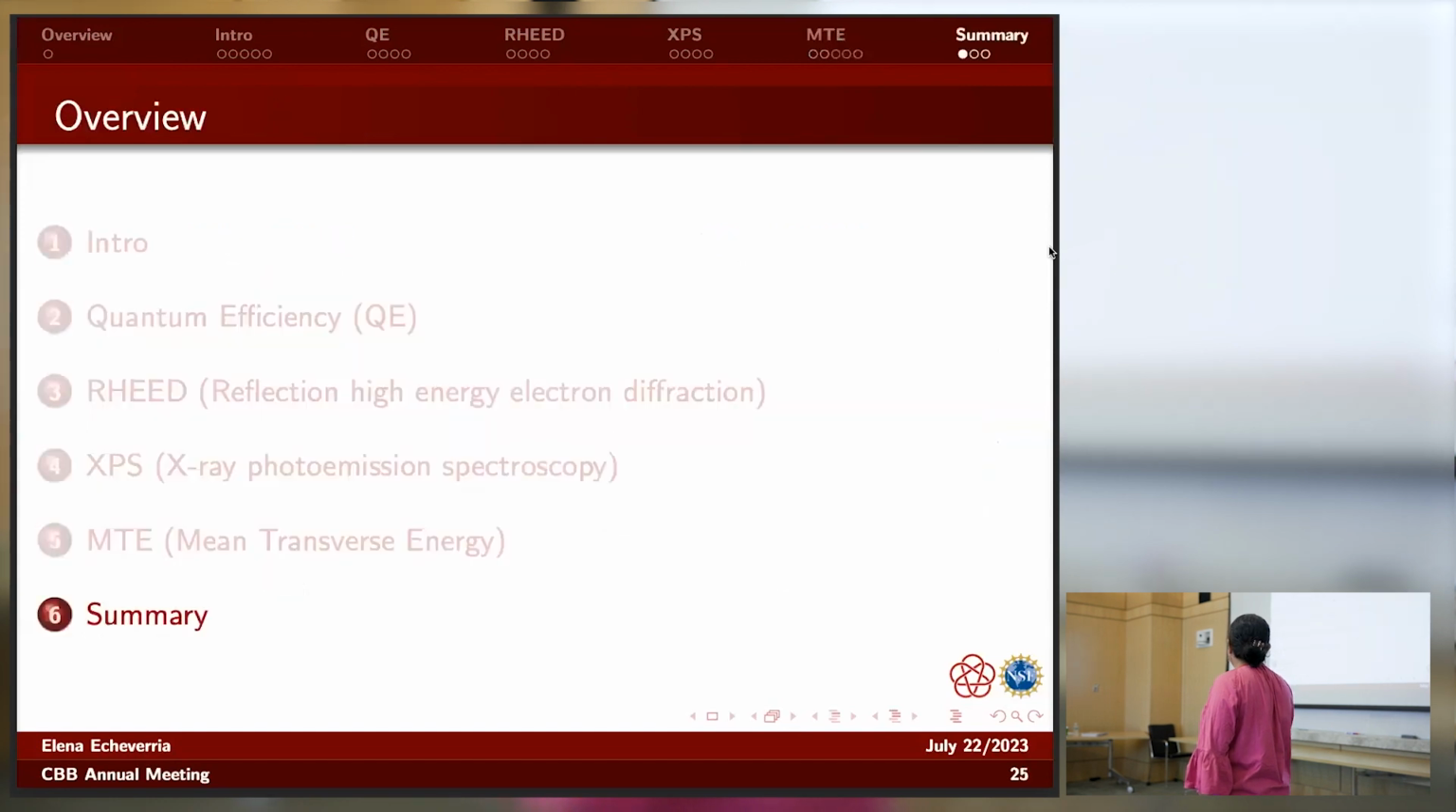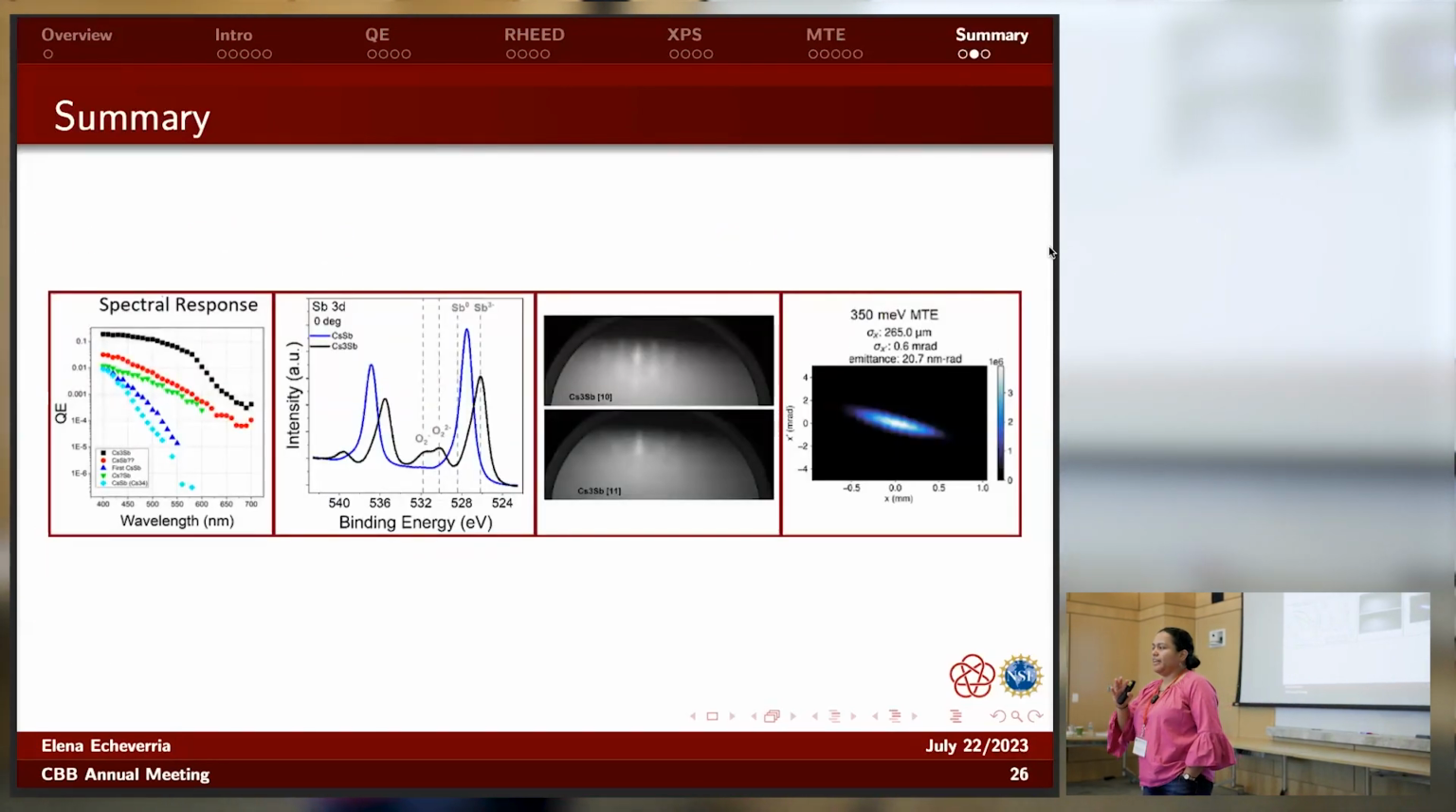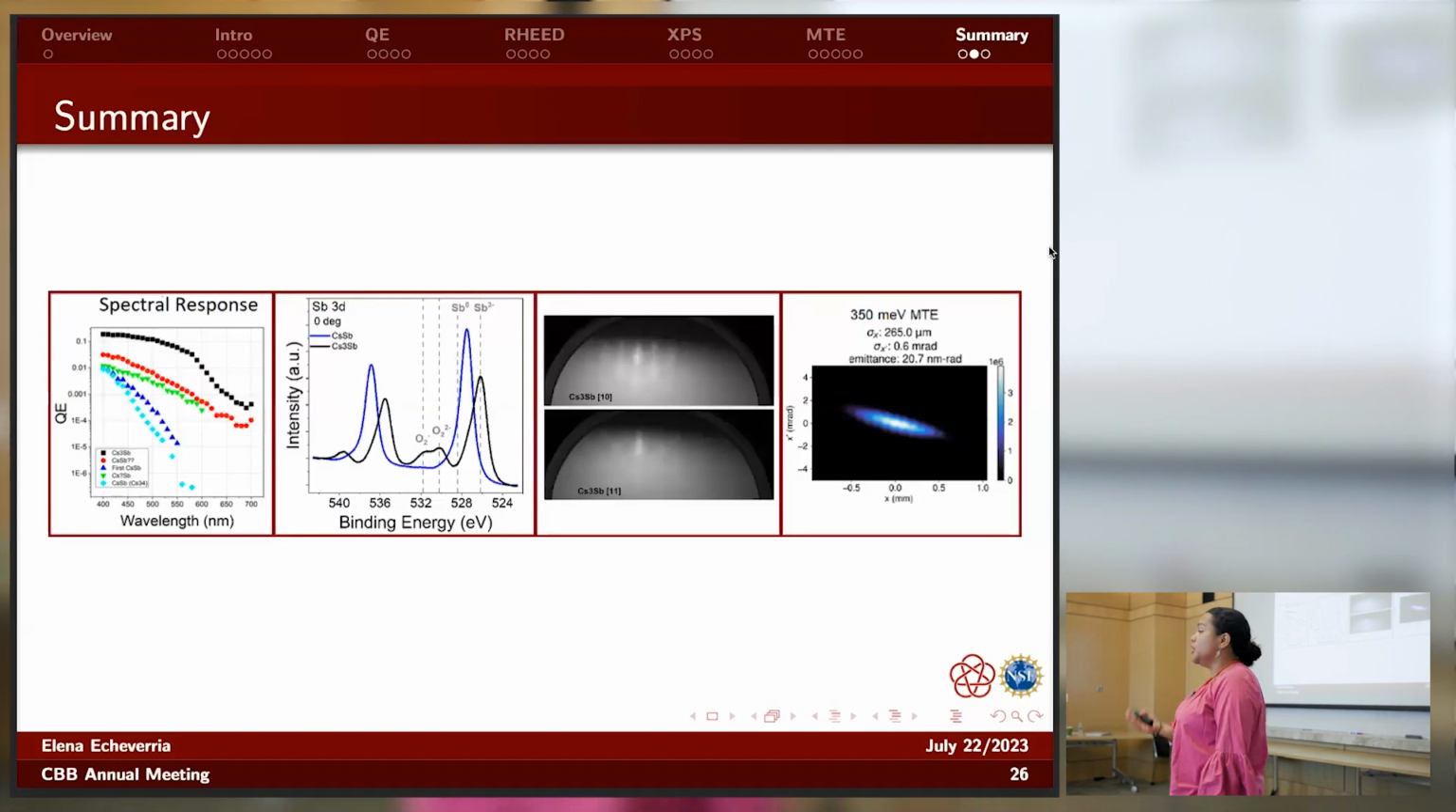Okay. And with that, I will summarize. I have presented four different techniques, again, they are not the only techniques, but those are the most used in our lab.